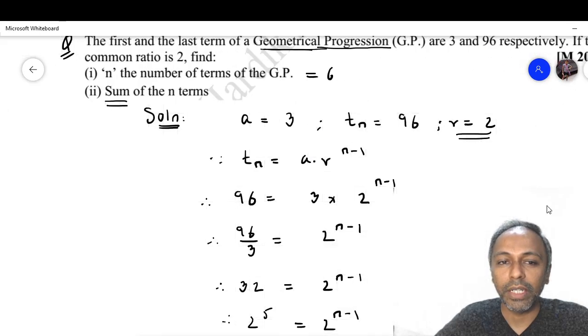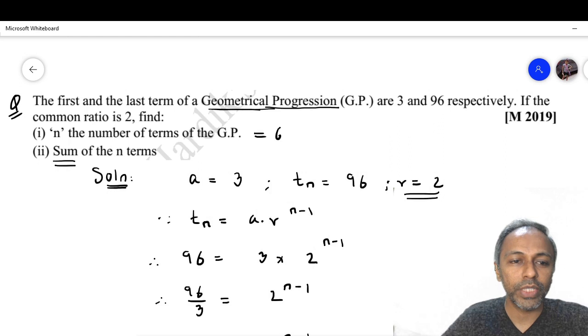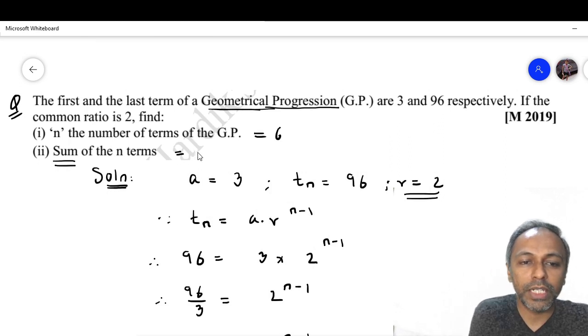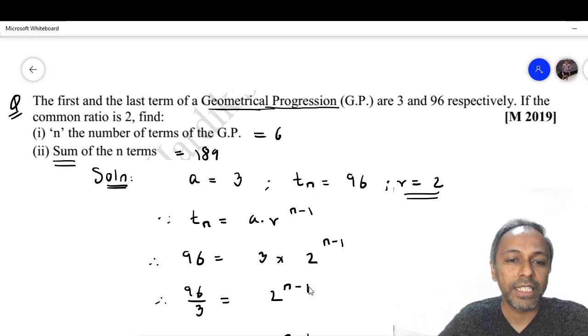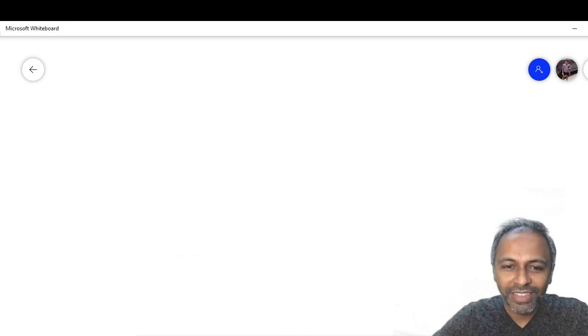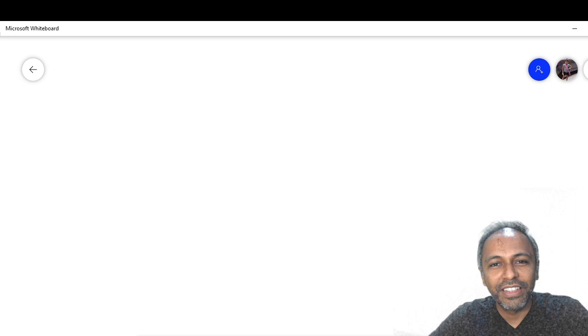We can have a look at it again. This was your question: find the sum of those n terms. The sum of those n terms, that is 6 terms, is 189. Right? So this is it.